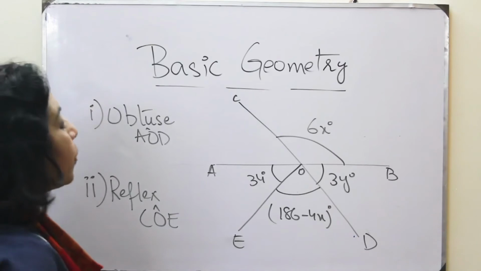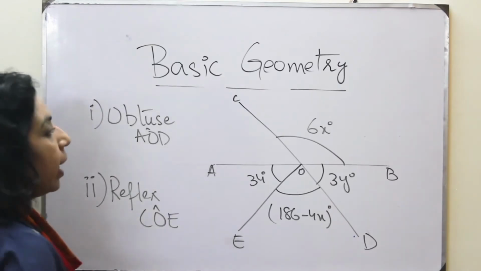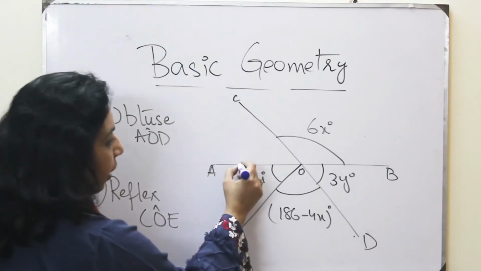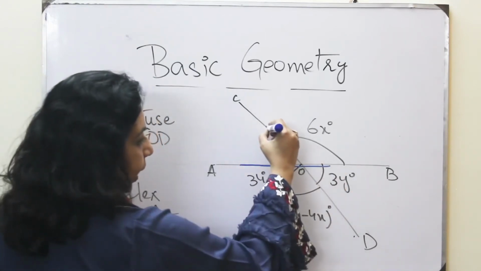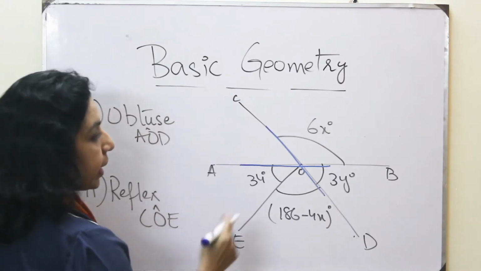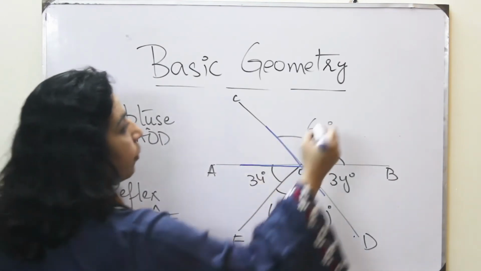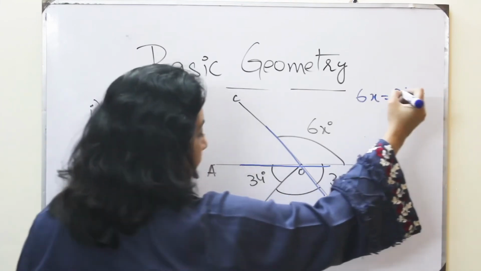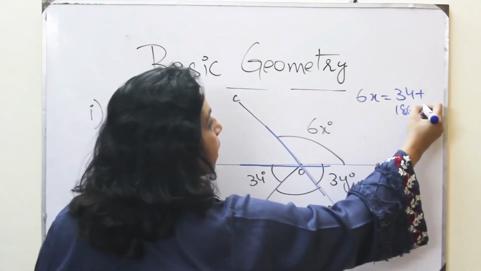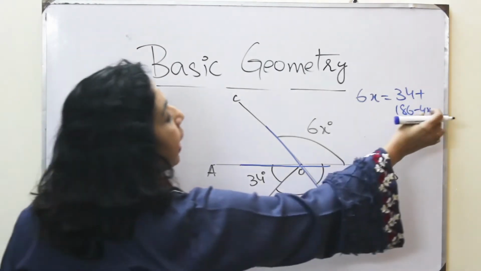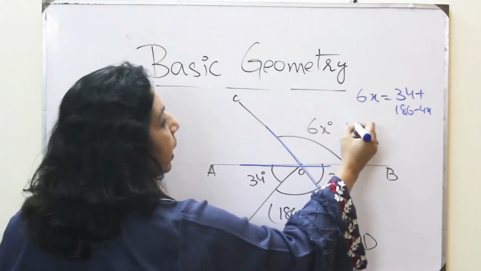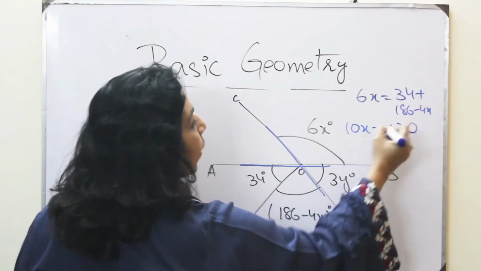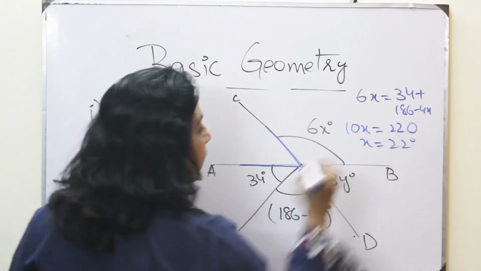So for that, first of all, we have to find X and Y. This is unknown X and Y. I think we have vertically opposite angles like this here. So 6x equals 34 plus 186 minus 4x. We take this 4x to this side, it will be 10x equals 220. The value of x is 22 degrees.